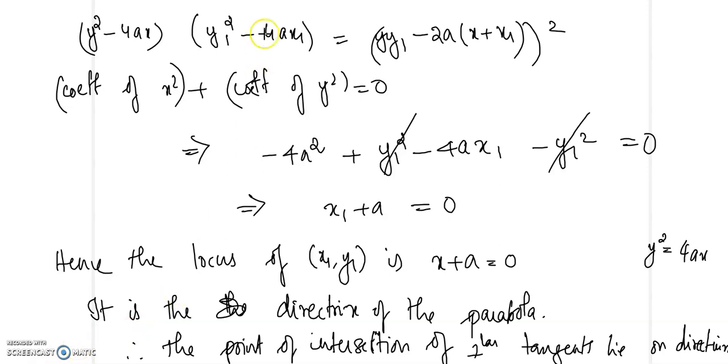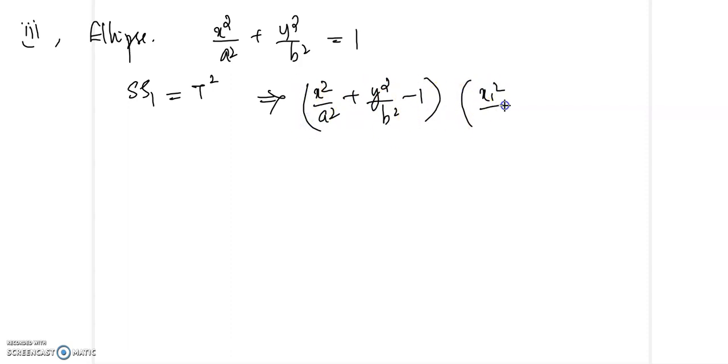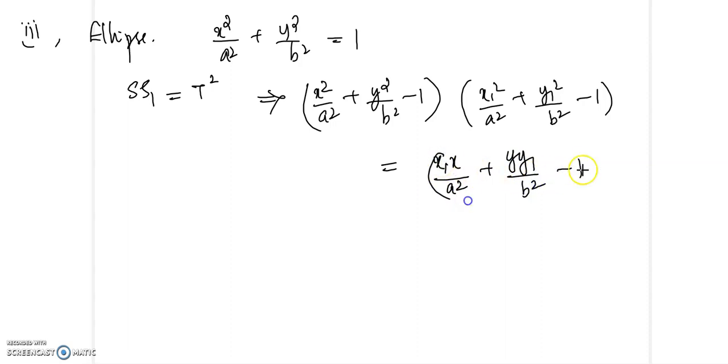In case of parabola, we are not getting a circle. So let us look at the third case, when you have an ellipse. So let us take x square by a square plus y square by b square equal to 1. We have SS1 equal to T square. So that gives x square by a square plus y square by b square minus 1, into x1 square by a square plus y1 square by b square minus 1, equal to x x1 by a square plus y y1 by b square minus 1, whole square.